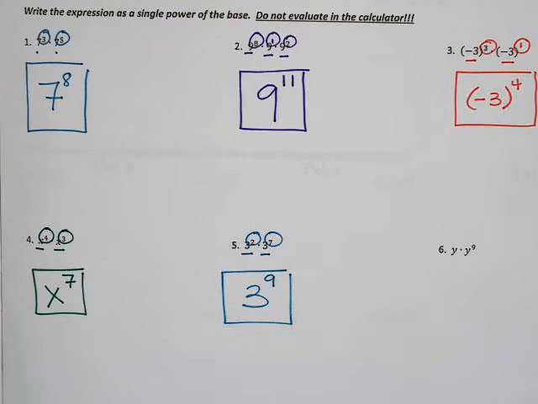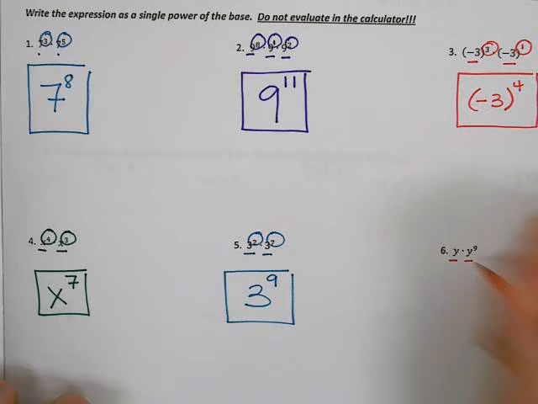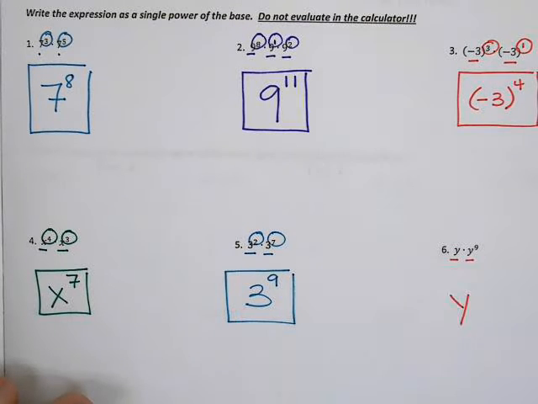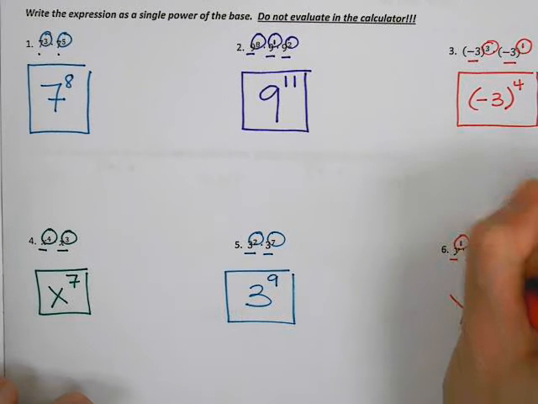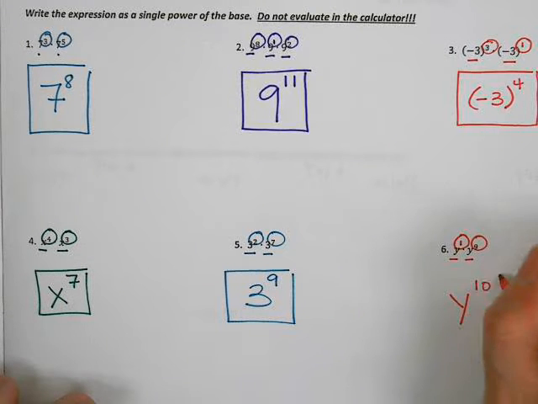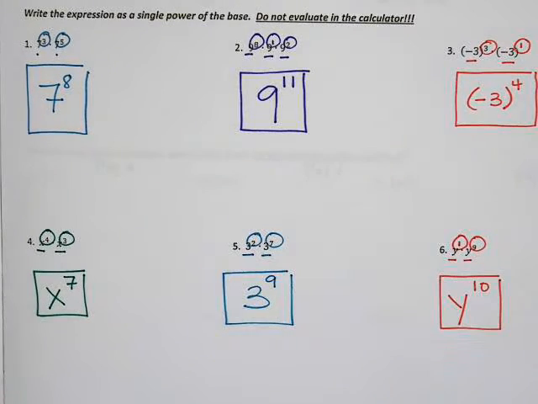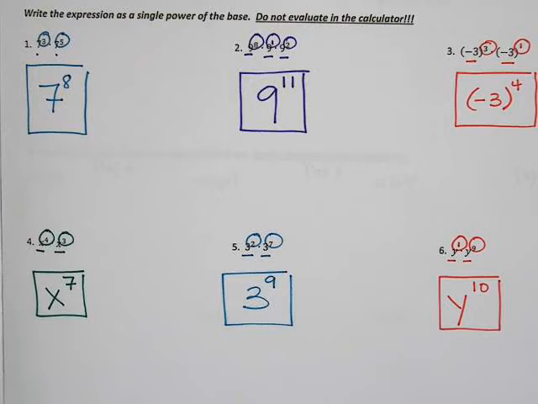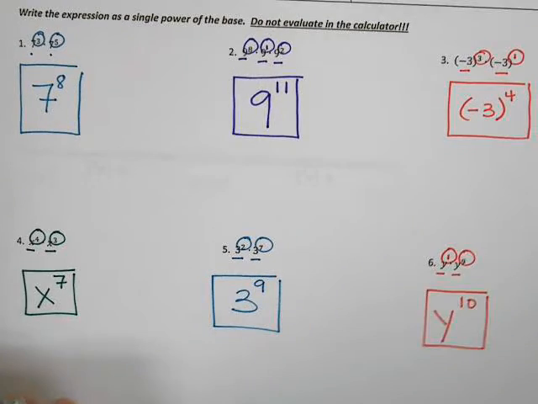And then lastly, number 6, if the bases are both y, then the y stays, but you add the powers. Don't forget the secret 1. And 1 plus 9 is 10. So y to the 10th. All right, guys, that's our first property. Now flip it over. We're going to do a second property today, too.